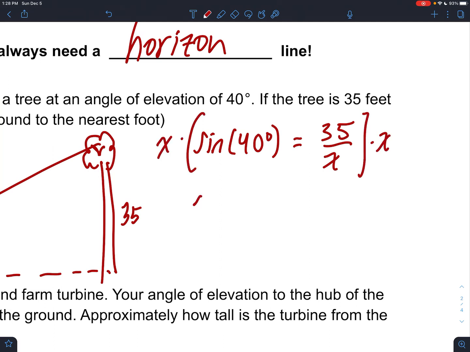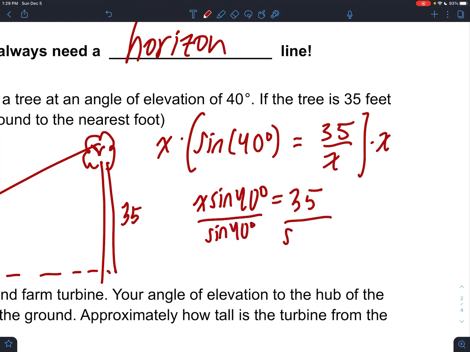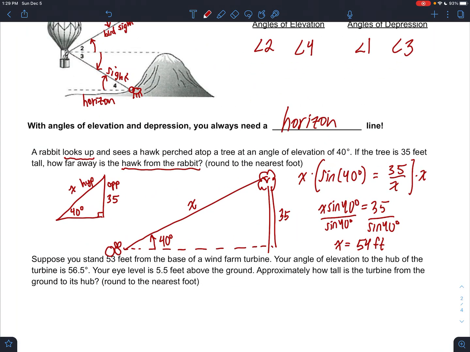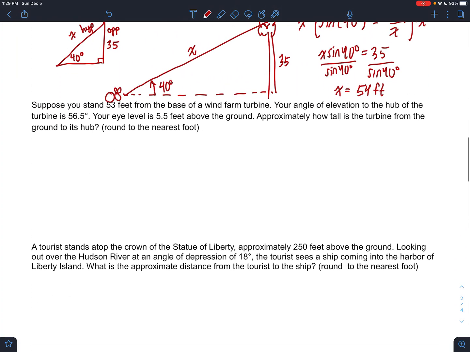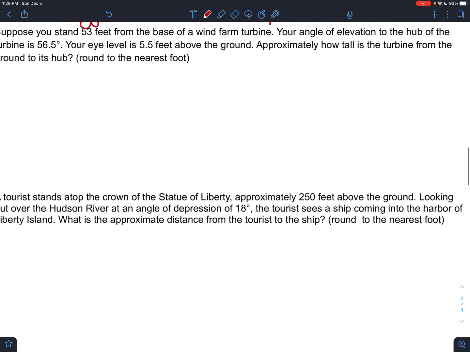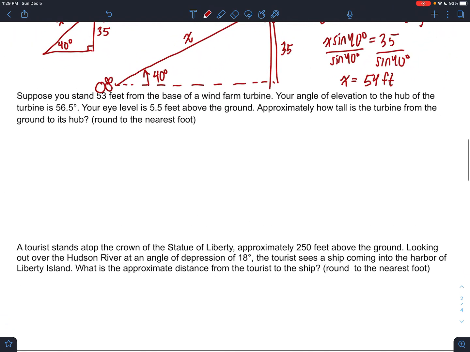I will go ahead and solve for x in the same way. Multiply both sides by x. And then divide both sides to isolate the x. And my calculator says this is going to be 54 feet rounded to the nearest foot. Okay? Good.